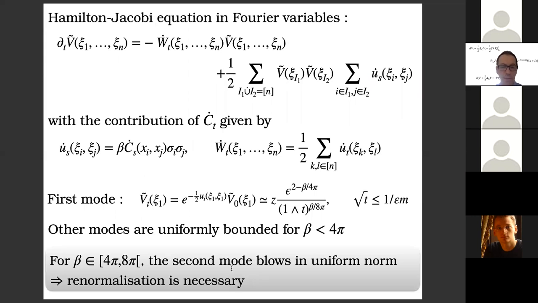And then there's another threshold beyond 6 pi, which we haven't worked out, where there are further terms which are blowing up and which will need to be controlled, and so on and so forth. We actually hope that the criterion should go beyond 4 pi, up to 6 pi, but we haven't done this yet.